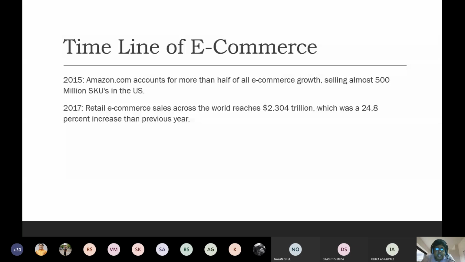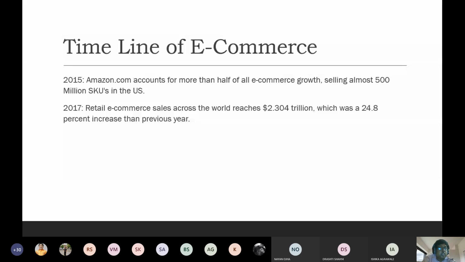In 2017, retail e-commerce sales across the world reached $2.304 trillion, which was a 24.8% increase over the previous year. By the way, I hope everyone knows how many billions are equal to $1 trillion. I don't need to explain that, but you all understand that in 2017, retail has grown to such a large extent, right?